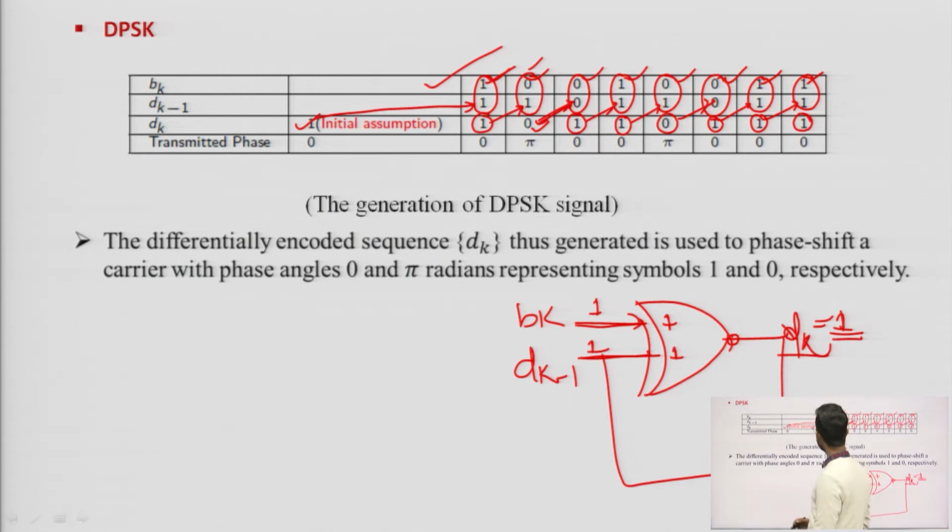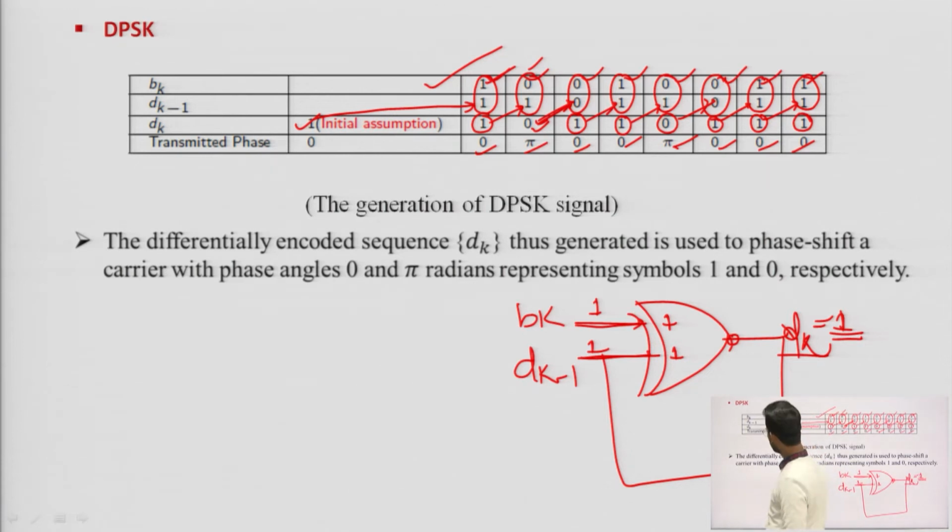So for 1 we are considering the phase shift is 0 degree. For 0, pi degrees phase shift. For 1, again 0 degree. For 1, 0 degree. For 0, pi degree. For 1, 0 degree. For 1, we have 0 degree phase shift.